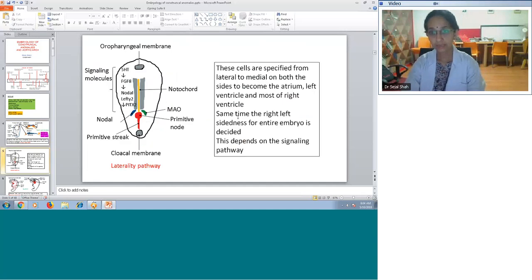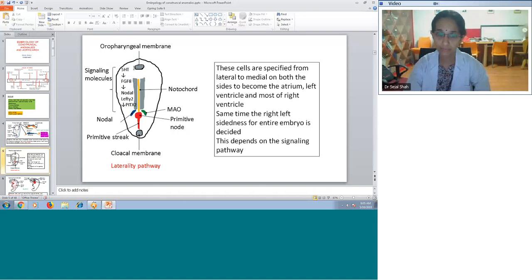The primary heart field is responsible for development of the atrium, the left ventricle, and most of the right ventricle. And these cells of primary heart field are specified on both sides from lateral to medial to form the respective sided structure. For example, the cells of the right side contribute to the right atrium, and the left-sided cells contribute to the left-sided atrium. And this is called the laterality pathway.